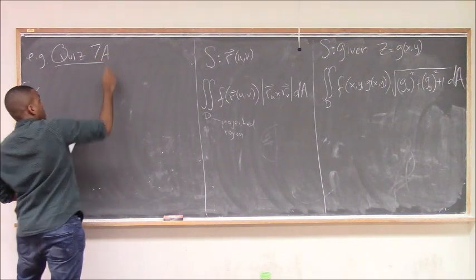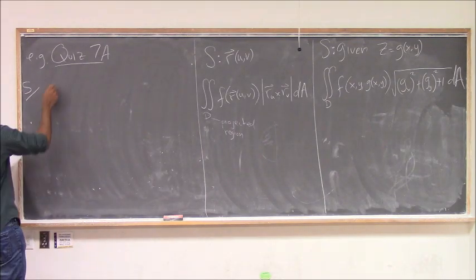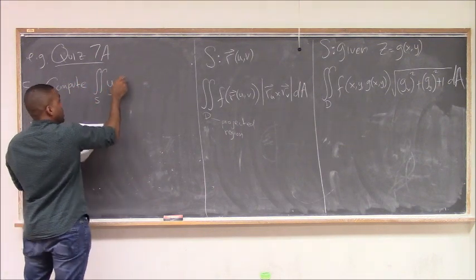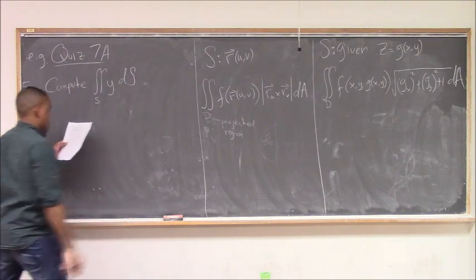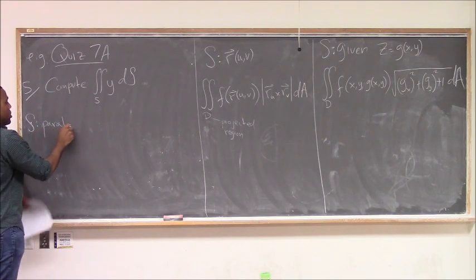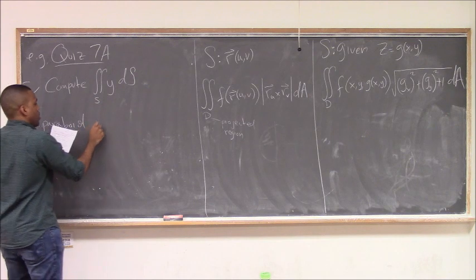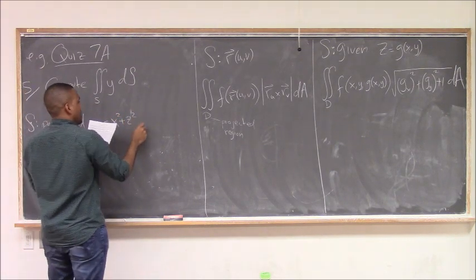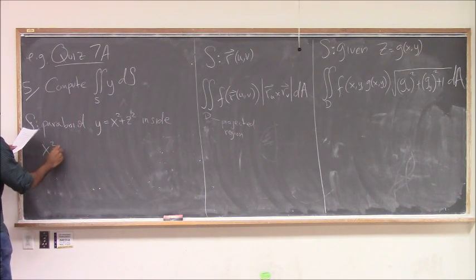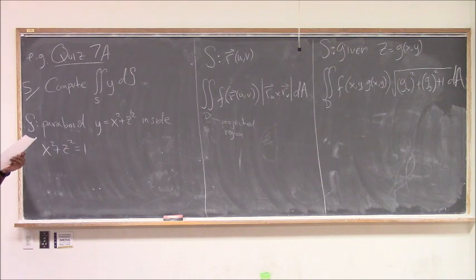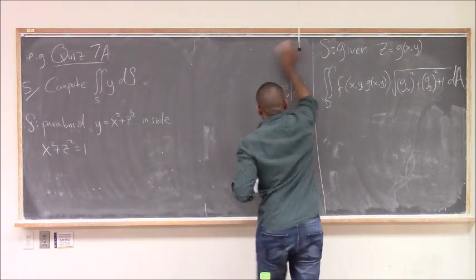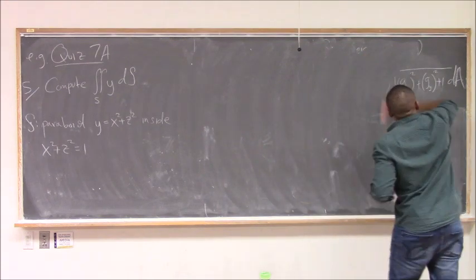I'm doing version A. Let's see what this is. It says to compute the double integral over S of y dS, and S is the paraboloid y equals x squared plus z squared that lies inside the cylinder x squared plus z squared equals 1. Okay, tell me how you go about that.